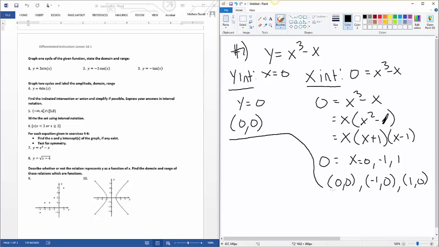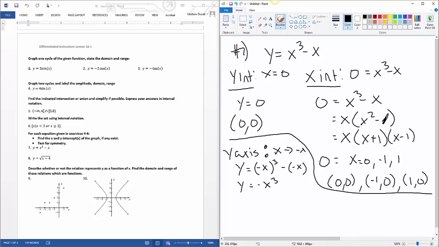Now testing for symmetry. If I wanted to test over the y-axis, we have to plug in a negative for my x and see if it's the same. So if I do that, this is just going to give me that turns negative, that turns positive. Nope, those are not the same as the original. If you notice, this y equals -x cubed plus x is not the same as the original, so therefore it is not symmetric over the y-axis.